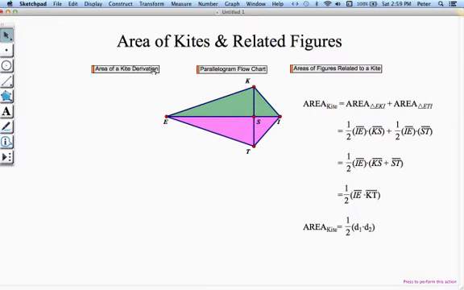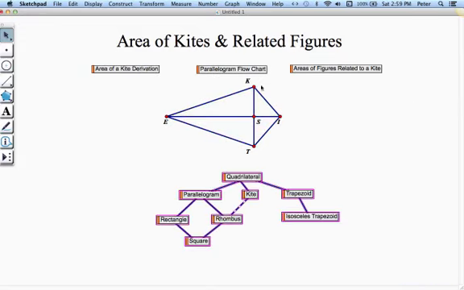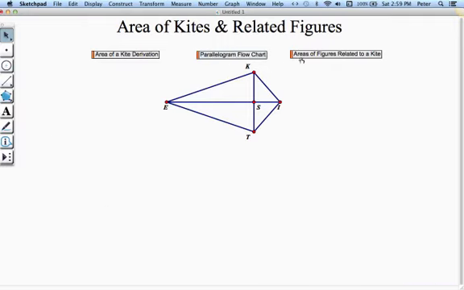Okay, but this is a video about the area of kites and related figures. So what other figures should we be considering? Well, let's go back to a flowchart we saw in chapter 5. You'll recall that all quadrilaterals could be categorized as parallelograms, kites, or trapezoids. And kites, if they had two consecutive congruent sides, could be characterized as rhombuses. And of course, squares were always rhombuses. So our area formula for kites is also going to work for rhombuses and squares. So let's make sure we get that in our notes.